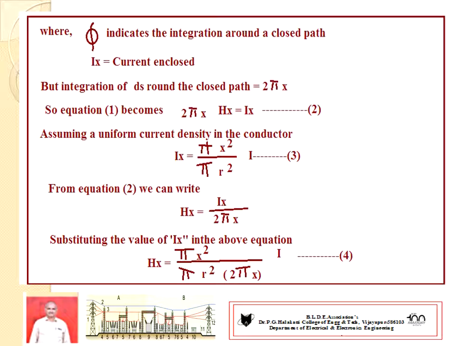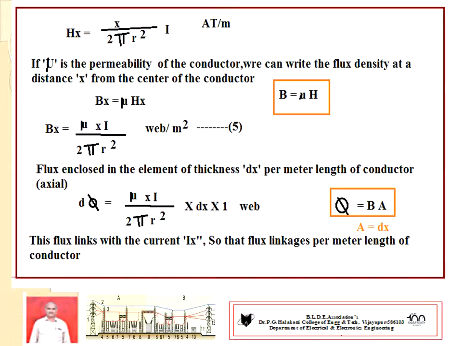So it is possible to obtain the equation. Finally we are getting the magnetic field intensity Hx equal to x divided by 2πr² into I, ampere turns per meter.